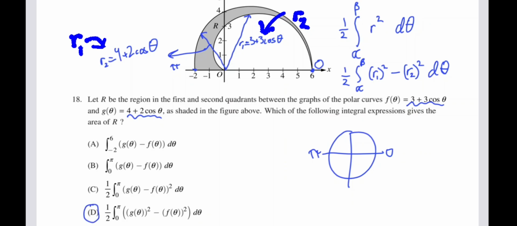We have 1/2 of the integral from 0 to pi, which is alpha and beta, of g of theta, which was the 4 plus 2 cos theta function. That's g of theta squared, so r1 squared, and then minus r2 squared, which is the inner function, f of theta, which was the cardioid of 3 plus 3 cos theta. So D would be the answer for that.